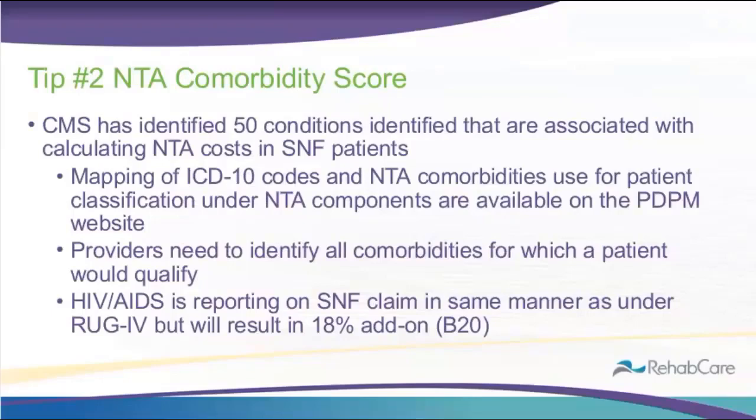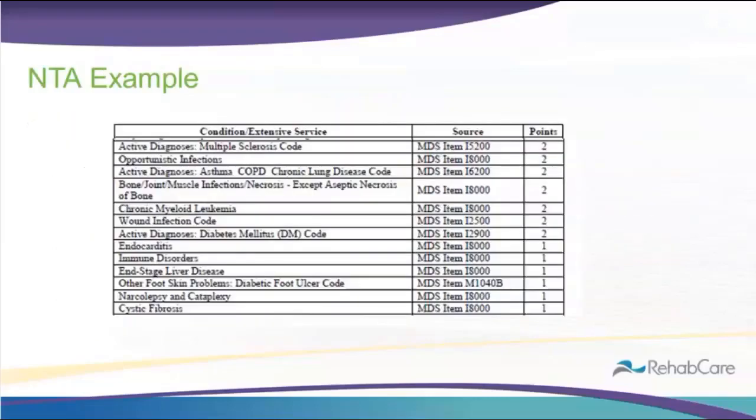And just a general statement here about HIV and AIDS. It's reported on the SNF claim in the same manner. It's always been under RUGS-4, but it will result in an 18% add-on. So HIV, AIDS, just the generic ICD-10 is B20. Here's an example of some of the NTA examples, just so you can see what they look like and the points that get assigned based on a point system. HIV/AIDS is the top one, and it's 8 points.